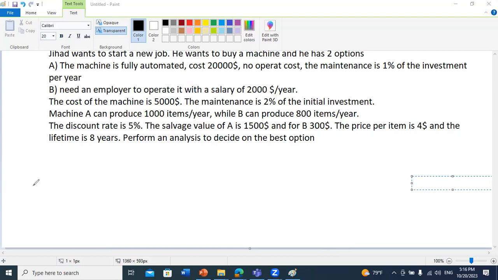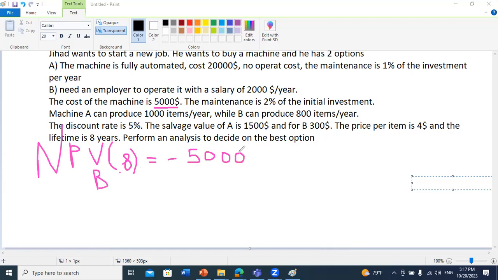Okay, so now if we want to do the same calculation for project B, all we have to do is to first write the equation of NPV for B. So the net present value at year 8 for option B is equal to, so first for the cost, it's lower. Okay, we have the cost of the machine, which is minus 5,000. So this is the first favorable thing for option B.